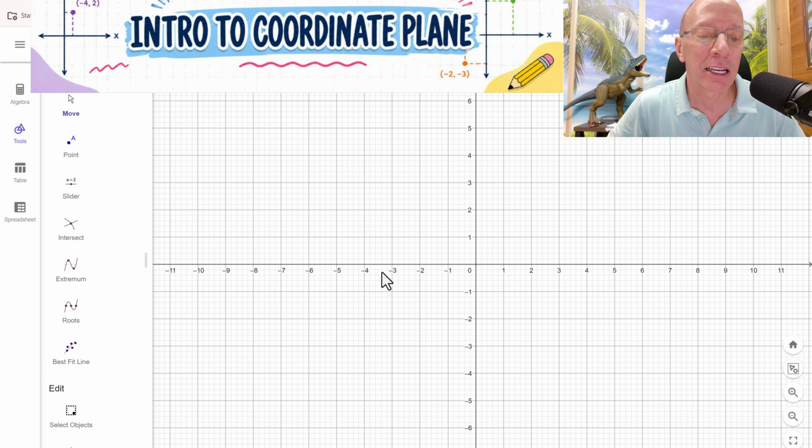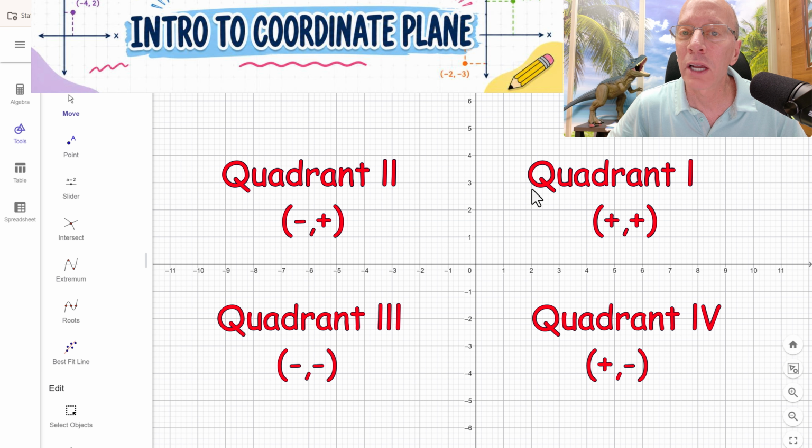You're going to notice that there are two lines, a line that goes side to side or horizontal, and that is known as the x-axis. There's also a line that goes up and down or vertical, and that is known as the y-axis. There are four quadrants on the coordinate plane. This is quadrant 1, quadrant 2, quadrant 3, and quadrant 4.